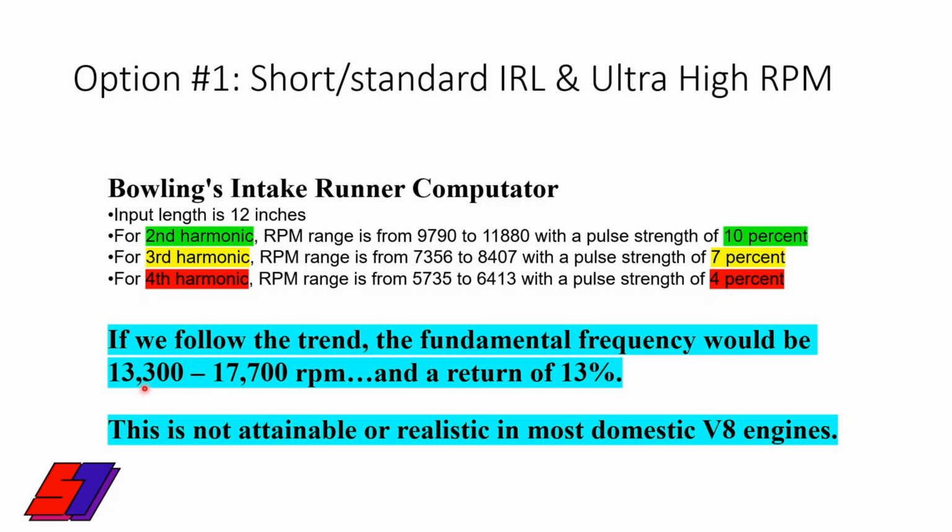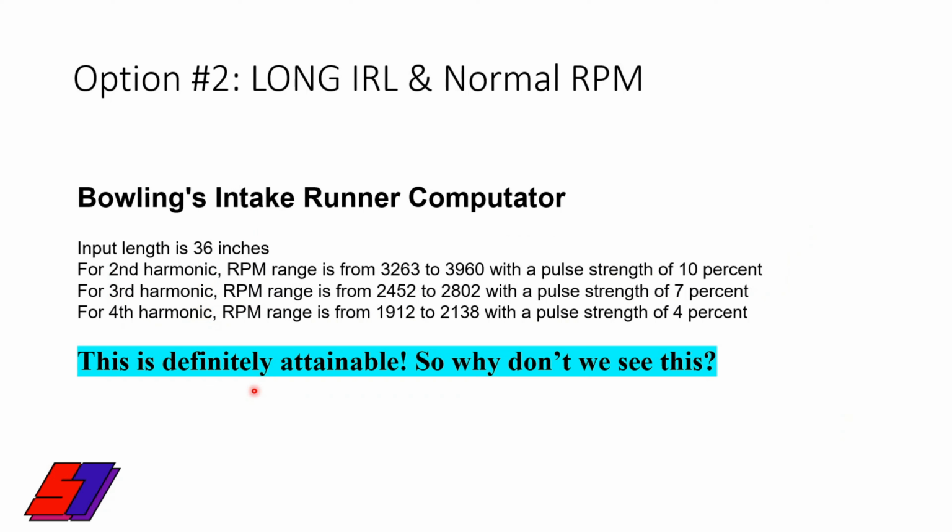So what if we want to hit the fundamental frequency in a different way? Well, we could make the total intake runner length longer, right? So if we put in a ridiculous number like 36, you can see, boom, 3,200 to 4,000 RPMs. That's definitely within range, and potentially we could even hit that fundamental frequency. Well, that sounds good on paper, but the reality is that's not how physics works. So we'll get to that in a second.